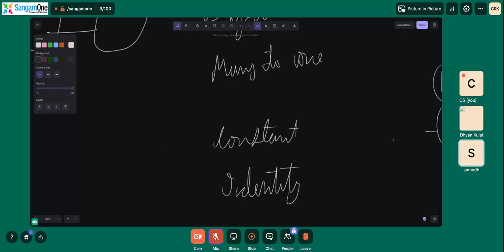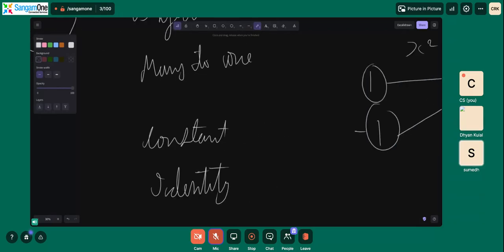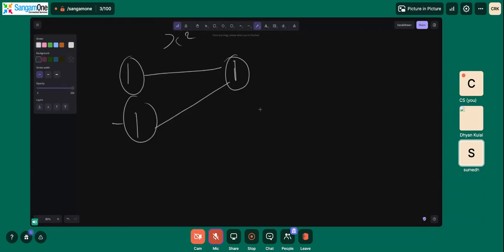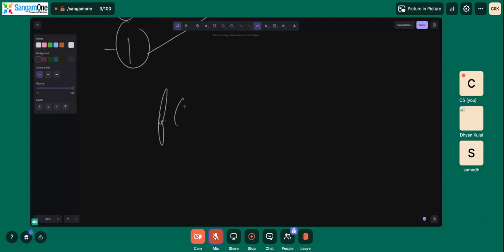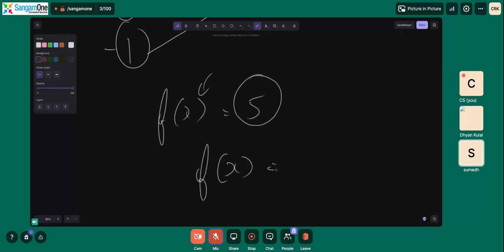Then there are constant and identity functions. A constant function is something like f of x equal to 5. For any value of x, it will remain constant. Such functions are called constant functions. And identity function is f of x equal to x. So for any value of x, you will get back the same value. Is it clear?